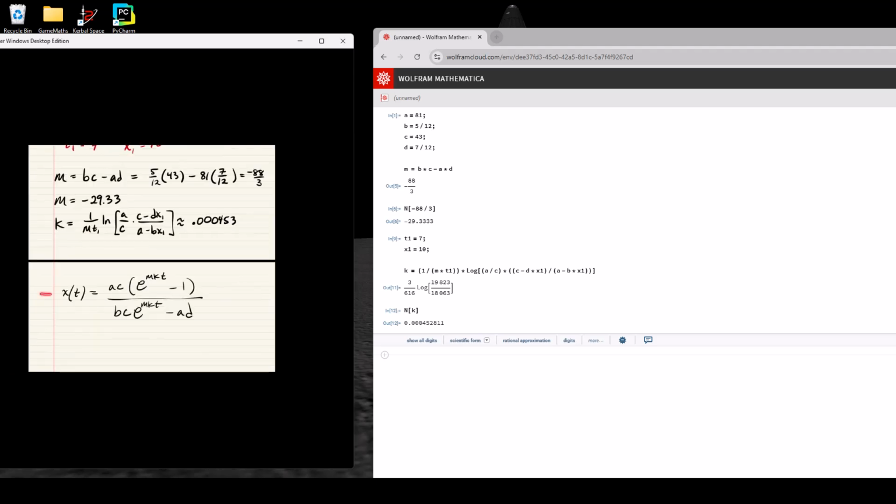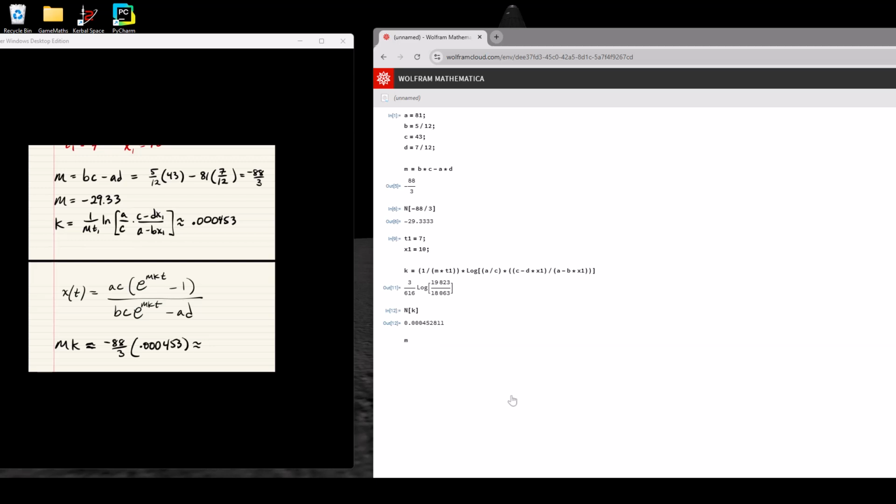If I'm going to write the solution to the differential equation, I can see that I'm going to need this product m times k. So why don't we just take care of that? M times k, that's negative 88 over 3 times, I'll just use this approximate value, 0.000453. This is now approximate, but hopefully accurate enough. I can get really accurate here if I needed to. That's part of one reason why doing this on Mathematica could be helpful, just if you have issues with rounding.